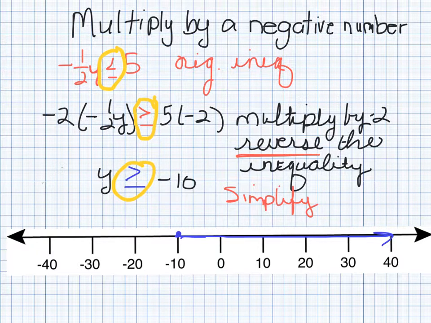And so here, instead of an open dot, we have a closed dot. And the answers for y are anything greater than or equal to negative 10 and going to the right.